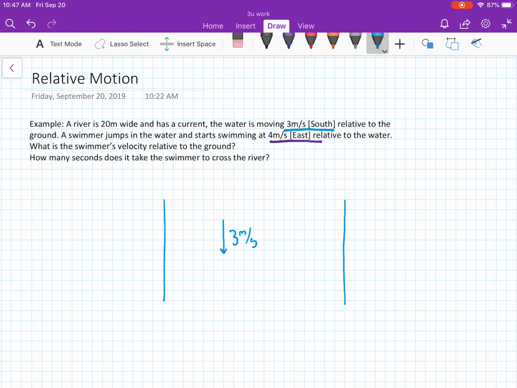That means someone standing on the ground, if they looked at the water, they'd see the water trickling by at 3 meters per second. If there was a bit of garbage floating in the water, someone on the ground would see that garbage drifting straight south at a rate of 3 meters per second.